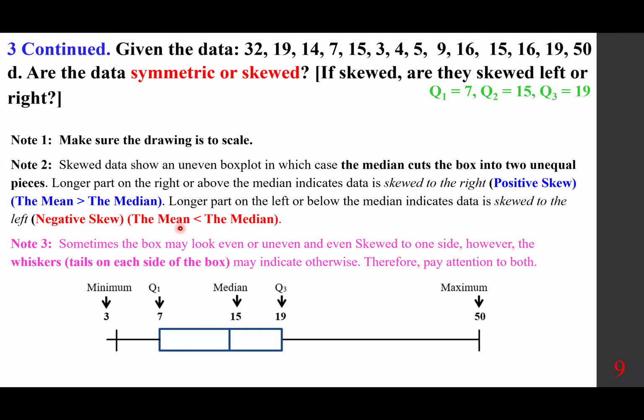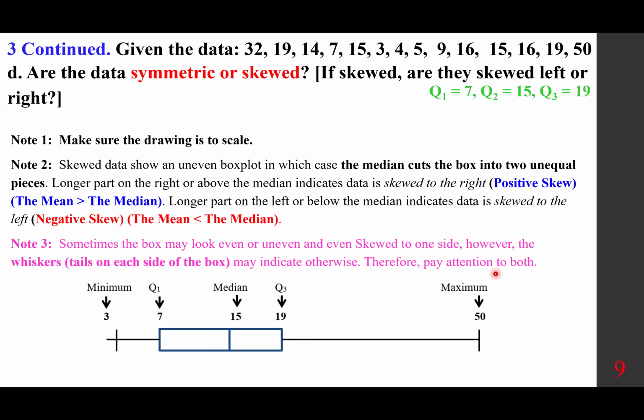Note number 3. Sometimes the box may look even, as it is the case here, almost the same, almost. Or uneven, and even skewed to one side. However, the whiskers, those tails, those lines on each side of the box may indicate otherwise. Therefore, pay attention to both.